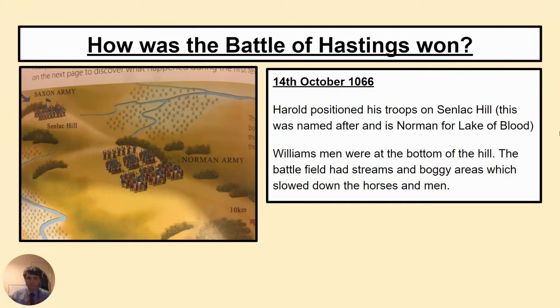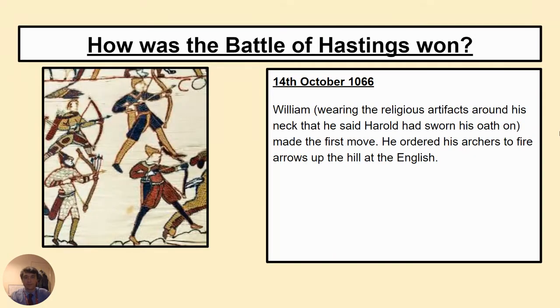William's men were at the bottom of the hill. Now, this battlefield had streams and boggy areas. It slowed down the horses and it slowed down the men. It was not ideal fighting conditions at all. William, wearing the religious artefacts and relics around his neck he said Harold had sworn his oath on, made the first move. He ordered his archers to fire arrows up the hill at the English.